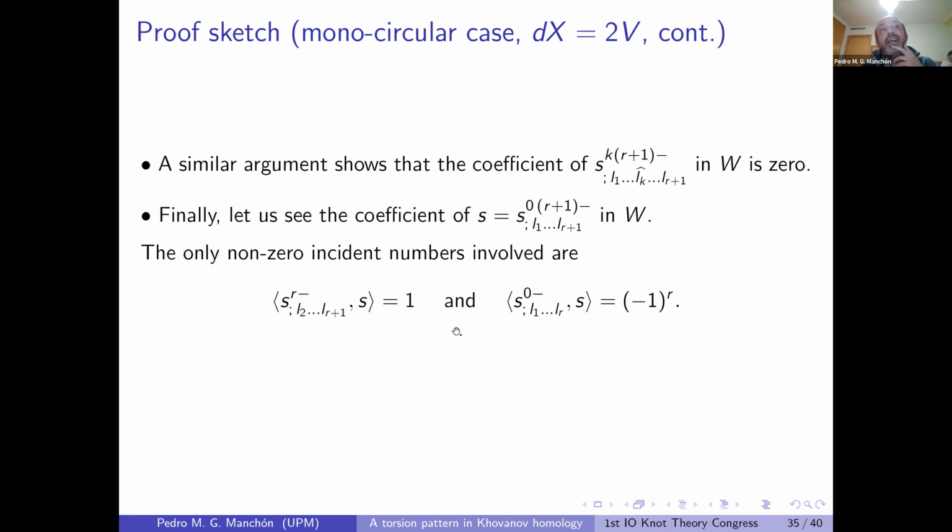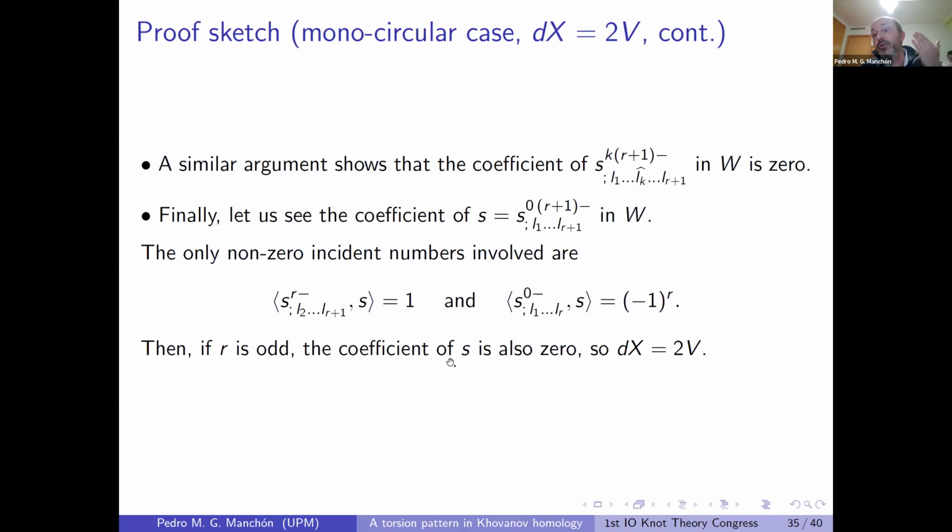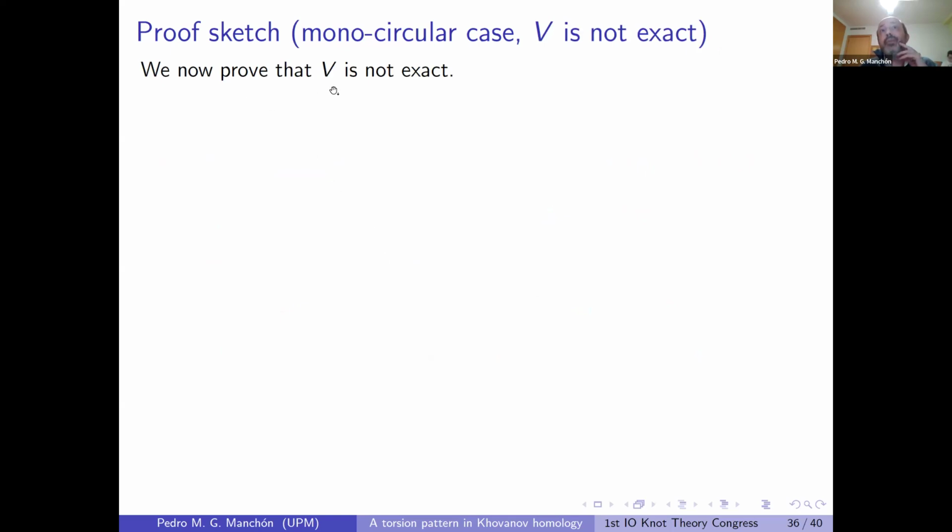in the two-string circle, the only non-zero incident numbers involved are this one. In here, I have this L1 turned into blue. So the differential of this is this one, or this is obtained by integrating this one. In this one is R plus 1, L R plus 1, which is blue. And here I have incident number equal to 1, and here I have -1 to the R, because there are B labels before. So if R is odd, this coefficient cancels, W is 0, and then the differential of X is equal to B. So it remains to prove that B is not exact.